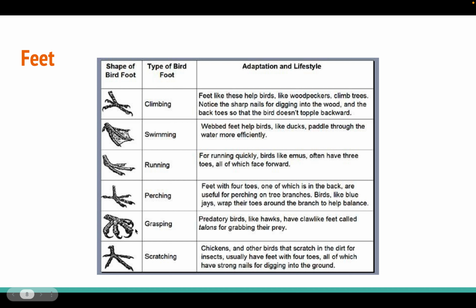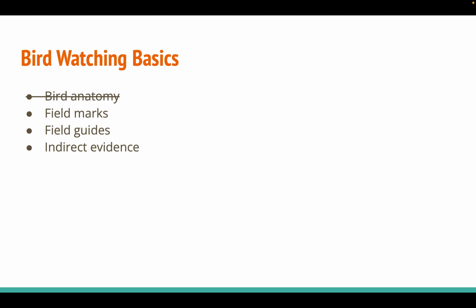For grasping things, which is interesting, and catching prey. And then other birds, like chickens, will scratch in the dirt to find insects to eat, and so they'll have feet that might look like that. So again, looking at the feet of a bird is another way to evaluate what kind of bird it is. So that's it for the anatomical structures of birds.